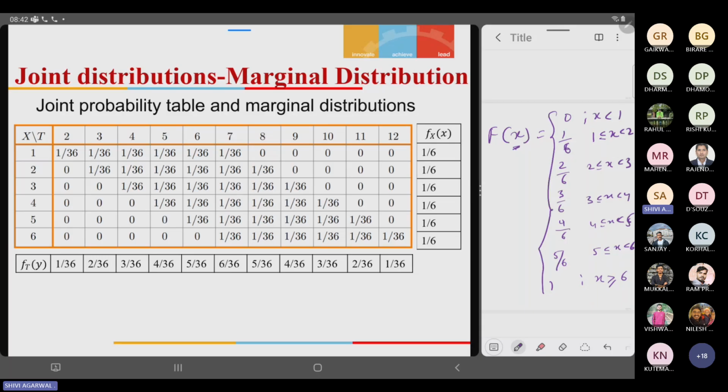Similarly, we do the joint density function for the second example. So for x we take 1, 2, 3, and so on, with row-wise addition: 6 by 36. Now similarly for t equal to 2, 3 up to 12, it is 1 by 36, 2 by 36, 3 by 36, 4 by 36, 5 by 36, 6 by 36. Similarly 5 by 36, so we are just doing the column-wise addition here.